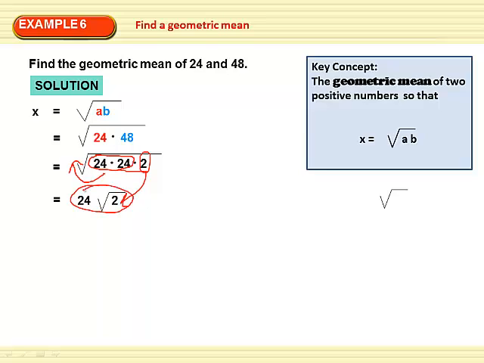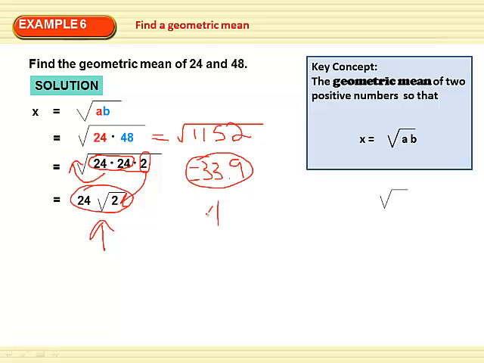The other thing you could have done is just plugged it into your calculator, whatever 24 times 48 is. And if you did that, 24 times 48 gives you 1152. And then you can just plug in the square root of what 1152 is. So taking the square root of 1152, you would get in your calculator 33.9.